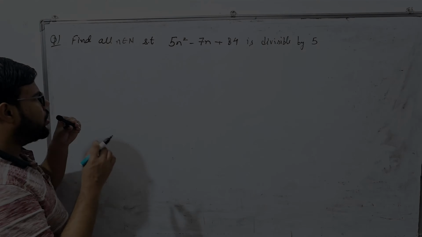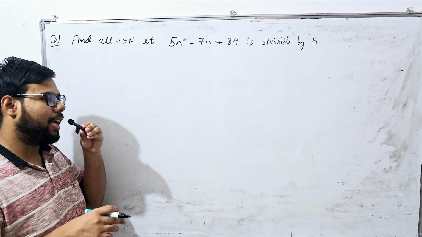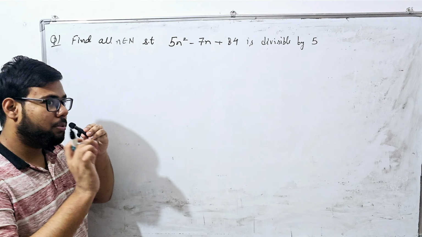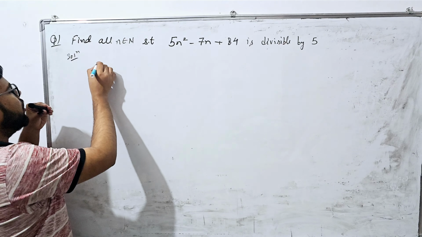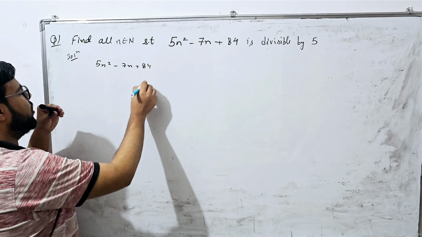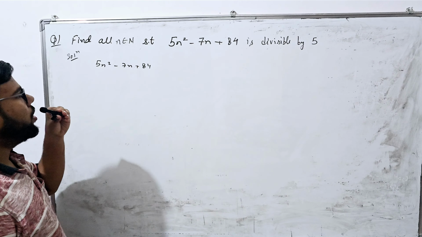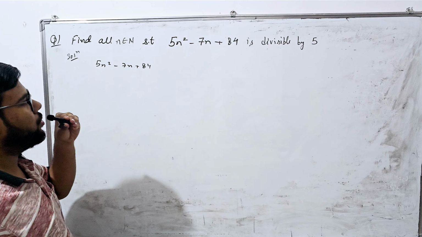Now let's start. We are going to apply modular arithmetic in this case to make the calculations easier, and of course we'll see some observations too. So we know that 5n² − 7n + 84 is the given algebraic expression. In this we have to find such values of n that it is divisible by 5.